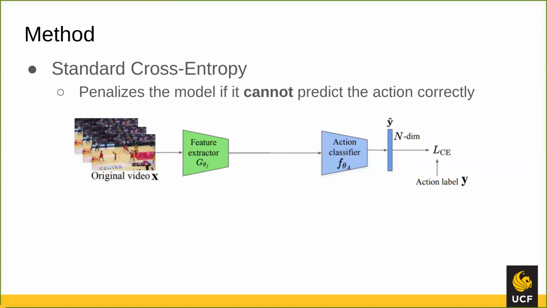So the authors used three types of loss when they trained their model. The first, like I mentioned, was cross-entropy. This penalizes the model if it cannot predict the action correctly. This is a standard pipeline for training a neural network. We have the original video, it does feature extraction, and then they have an action classifier that works on the end of those features, and then they use cross-entropy to train it with the given label.